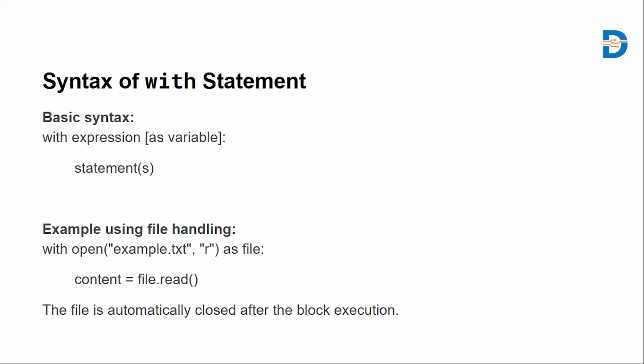Next, you can see the as variable inside the square braces. This is optional; if provided, the resource is assigned to the specified variable. This is usually where you access the resource. Next, you can see the statements, the code block that uses the resource. So let's break it down with an example using file handling.